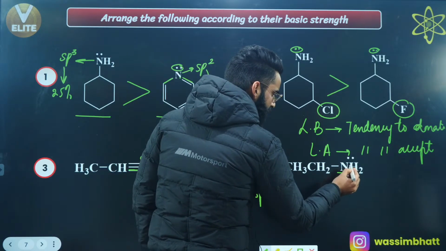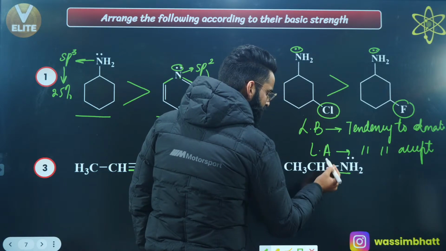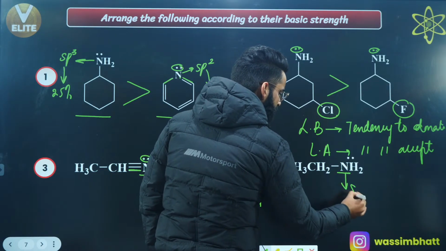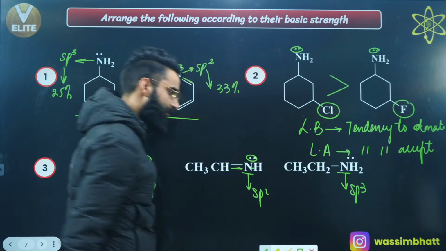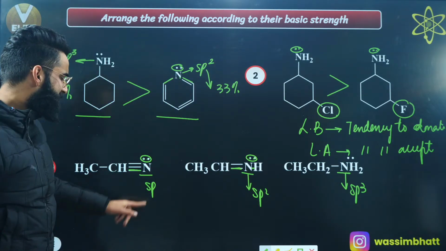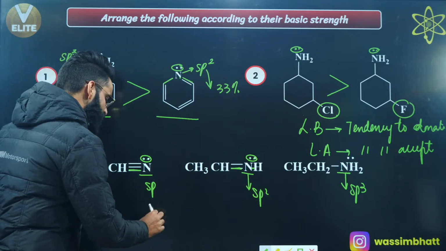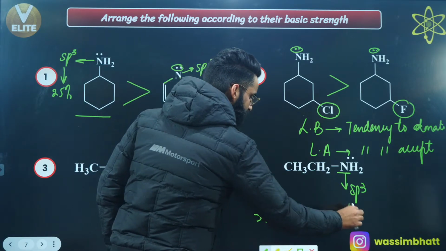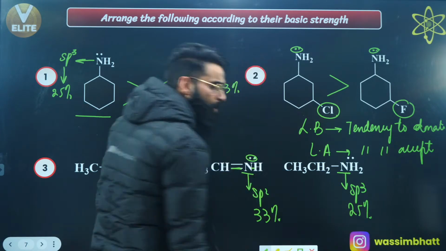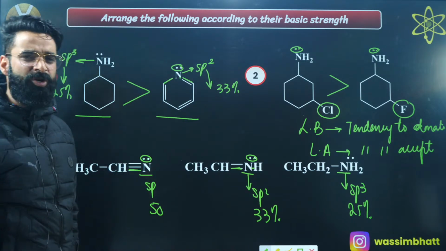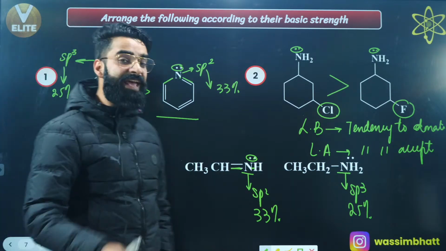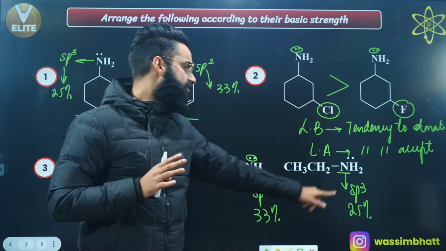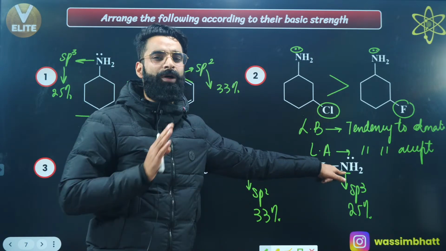Over here, 2 sigma bonds with hydrogen, 1 sigma bond with carbon, so 3 sigma bonds, 1 lone pair, steric number 4. So it's going to be sp3 hybridized, right? So percentage S character over here is going to be 50, over here 33%, and right here 25%. And we know electronegativity is directly proportional to percentage S character. So wherever S character is least, there only electronegativity is least. So electronegativity of this nitrogen will be least among all the nitrogens.